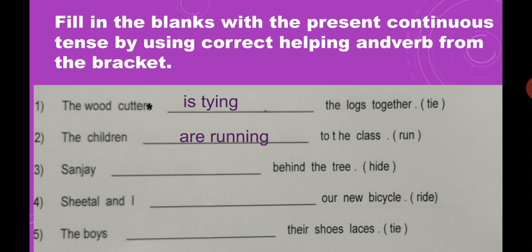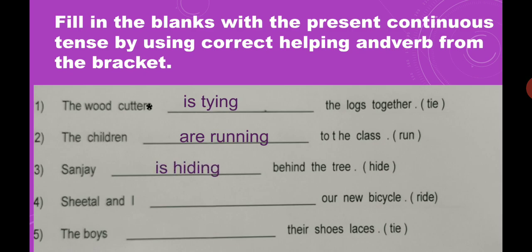Yes, is is the answer. And then what will be the spelling of the ing form of hide? We remove E and add ing. Have you remembered these rules? Yes, hide becomes hiding. To make hiding, we remove E and add ing to HID. So, what will be the spelling? HIDING. And our answer will be is hiding.